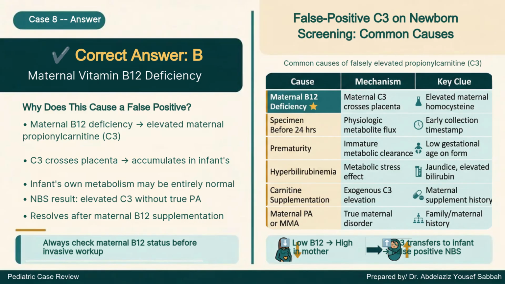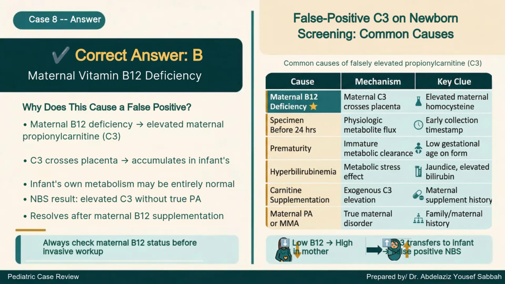This elevated C3 crosses the placenta and accumulates in the infant's blood, leading to a false positive newborn screening result. The infant's own metabolism may be entirely normal. This resolves after the mother receives B12 supplementation.